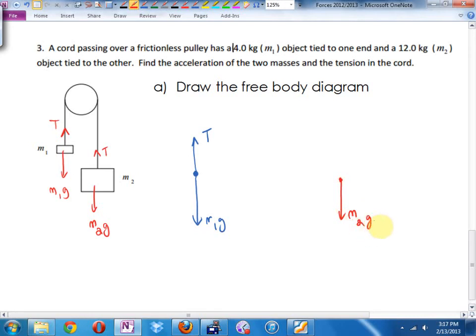M2G. Which way is M2 accelerating, up or down? Up. So that must mean the winning force is that way, and that's tension. See the difference? Sorry, I don't know what happened there. Now, if you really wanted to be fussy, and I won't be, because this tension and this tension are the same, technically they should have the same length, and then this should be shorter, and this should be way longer.